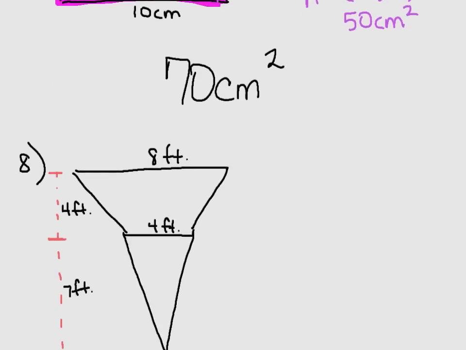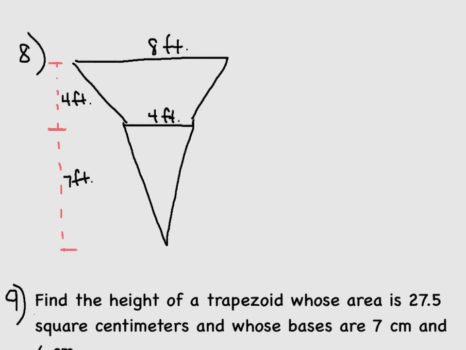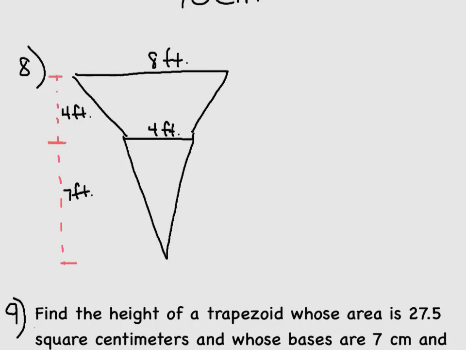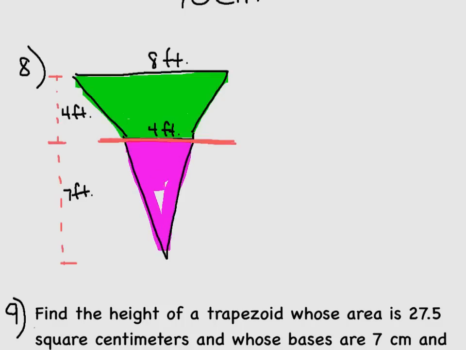Number 8. Number 8 is also a composite figure. It's called that because it's 2 figures that make up one whole figure. In order to find the area, I need to cut it right here. I need to divide it into 2 familiar figures. The first of the 2 figures is a trapezoid, right there, and then I also have a triangle right here.